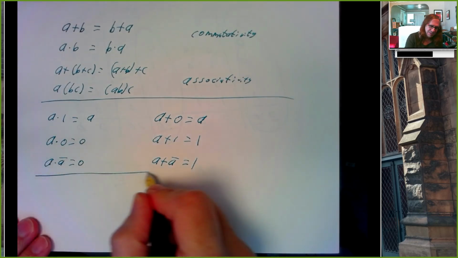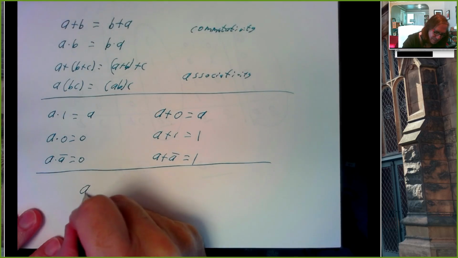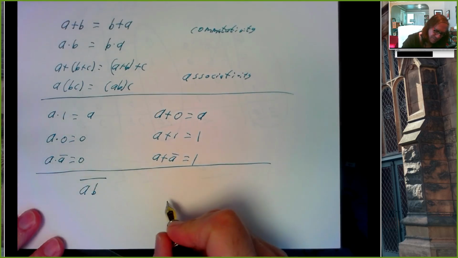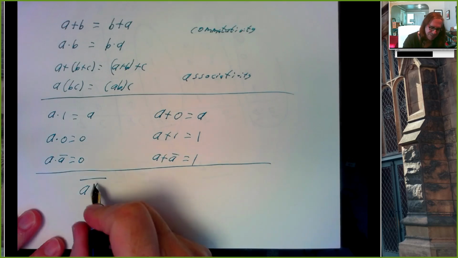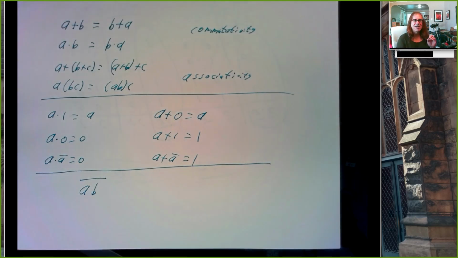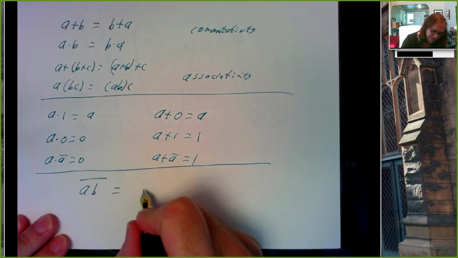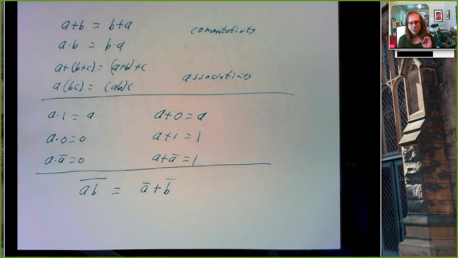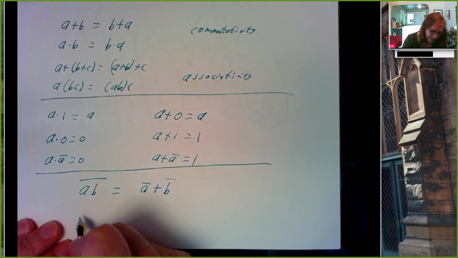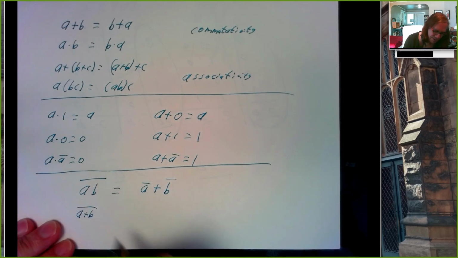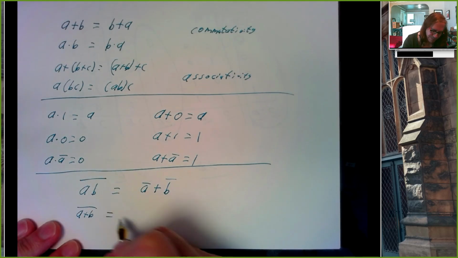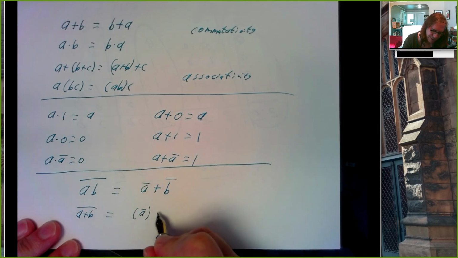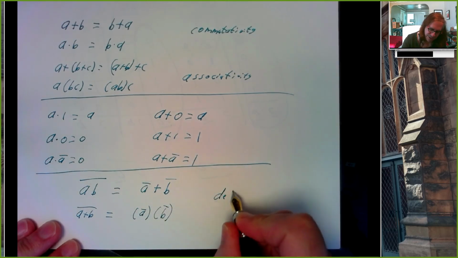Now there's this, right? AB with a bar on top. We've already said it's not the same as A bar ANDed with B bar. But it turns out it's the same as A bar ORed with B bar. And if we have A or B inverted, in other words a NOR, that's the same as A bar ANDed with B bar. And these are called De Morgan's theorems.